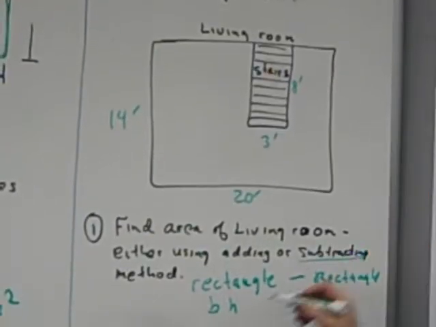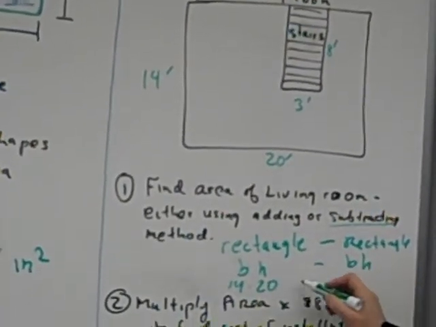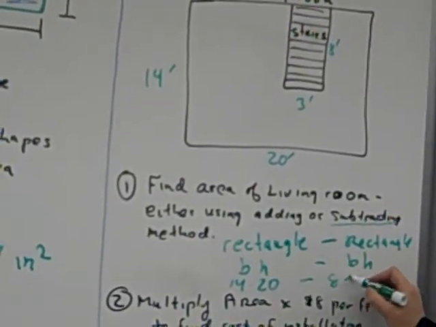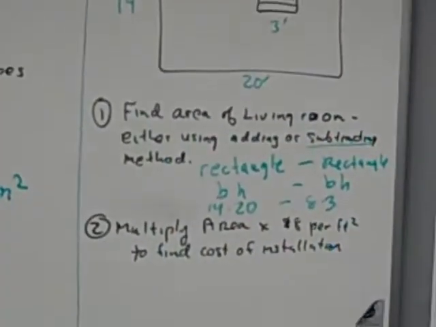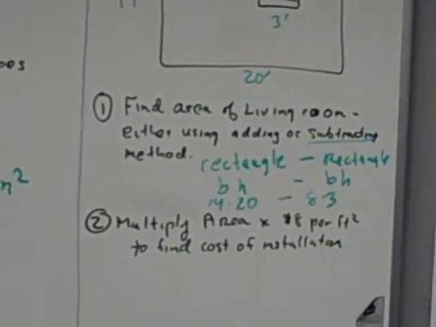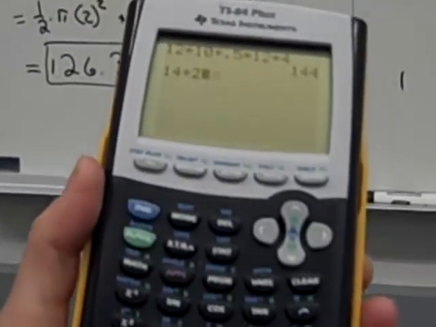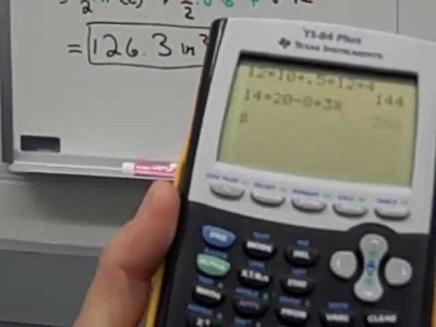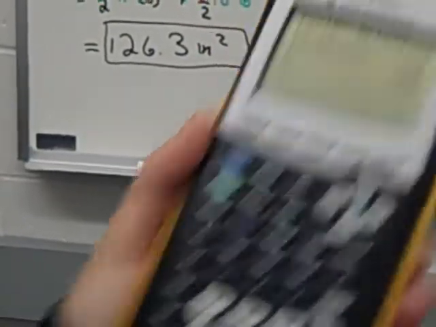14 by 20. So 14 times 20 minus, and here I have 8 times 3. Well, I'm going to find that area, same as I did before. I will put 14 times 20, take away 8 times 3, and get 256 square feet in my living room that needs carpeting.